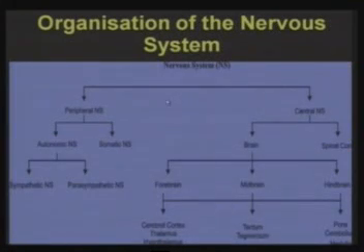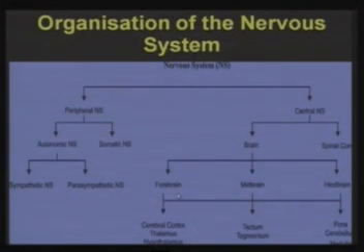The nervous system can be divided into the peripheral nervous system and the central nervous system. The central nervous system in turn can be divided into the brain and the spinal cord. The brain is subdivided into three parts: the forebrain, the midbrain, and the hindbrain. The forebrain is the brain part which is towards the front. The midbrain is the middle part, and the hindbrain is the part which is behind.